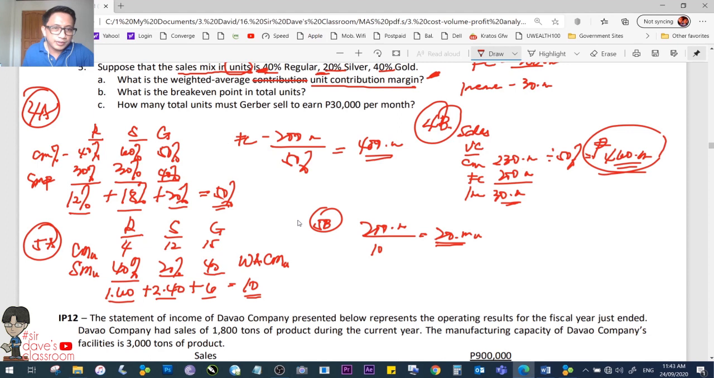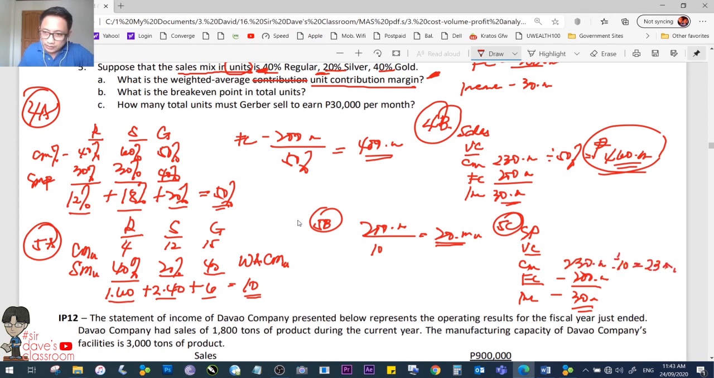Letter C. How many total units must the company sell to earn 30,000 per month? Just like earlier. Just work back. Sales, variable cost, contribution margin, fixed cost, and then income. So this is 30,000, 200,000, 230,000 divided by 10. Final answer, 23,000 units.